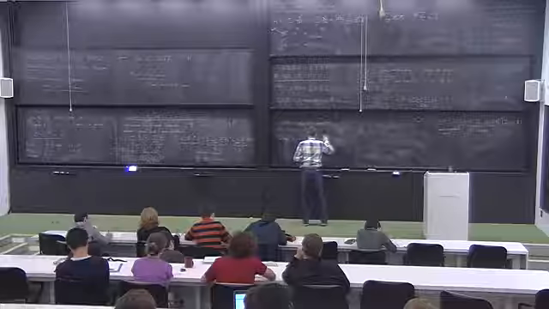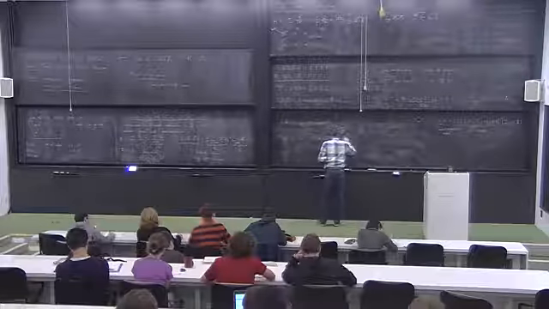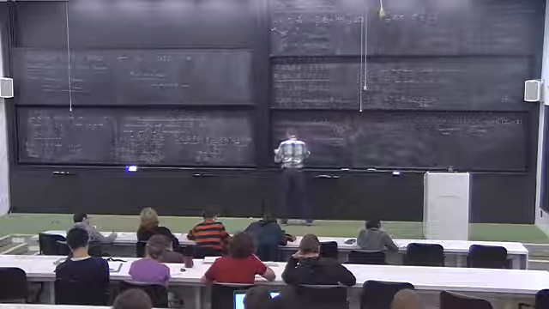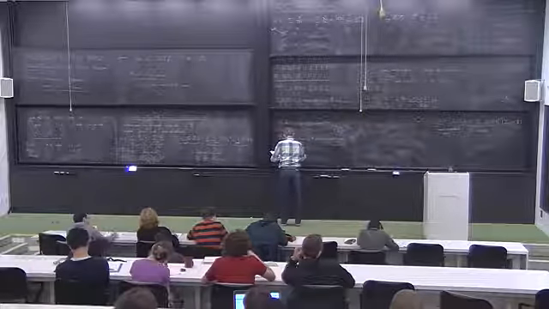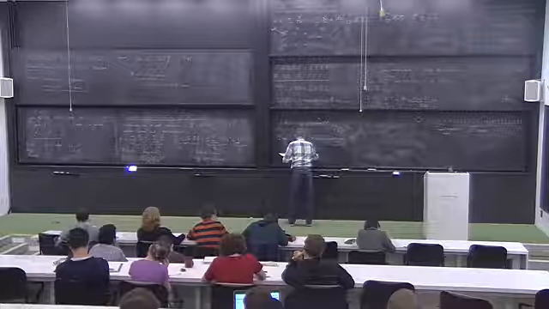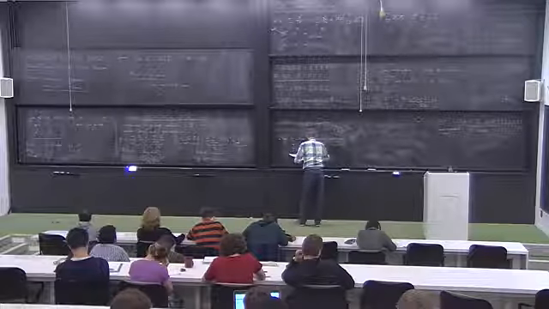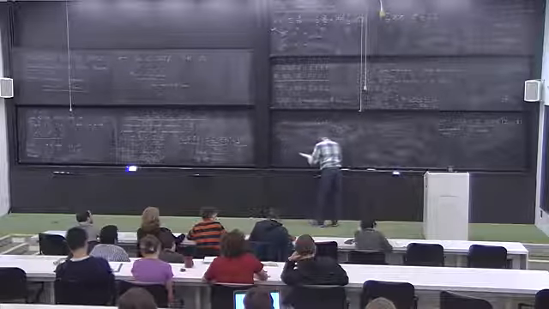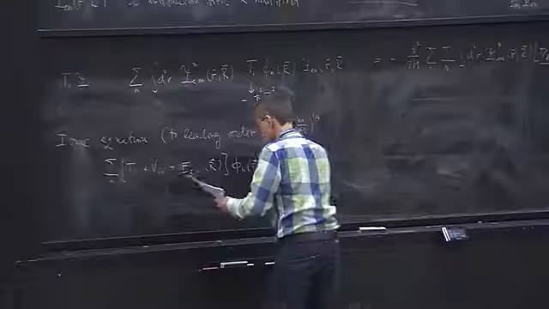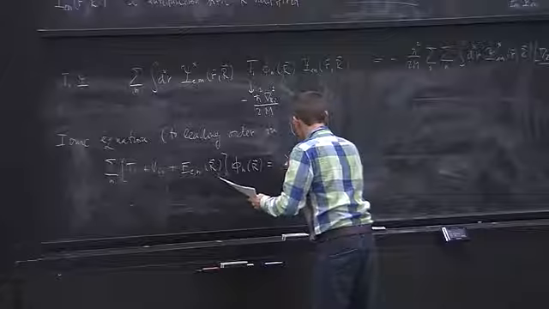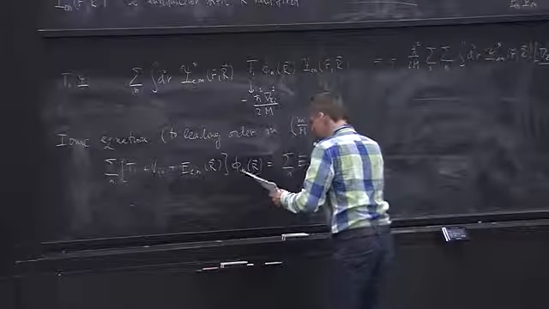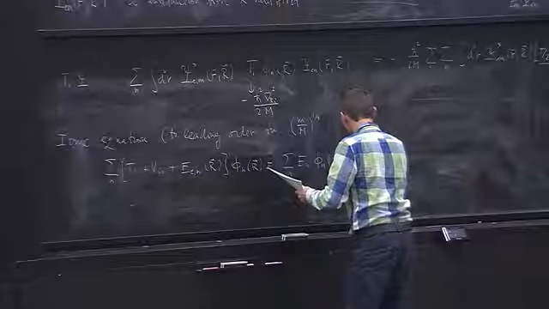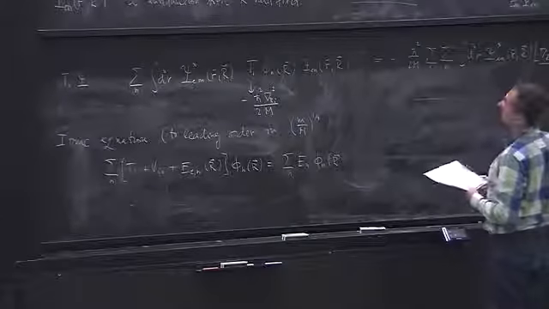To leading order has this form. Sum over n, I plus bii plus Cn r acting on phi of r is equal to sum over n over r.